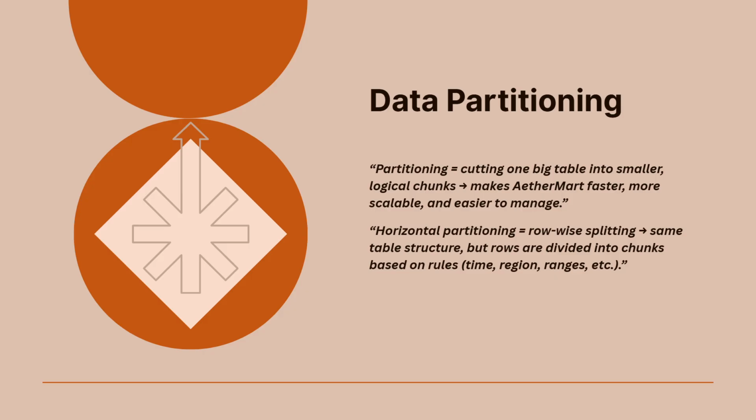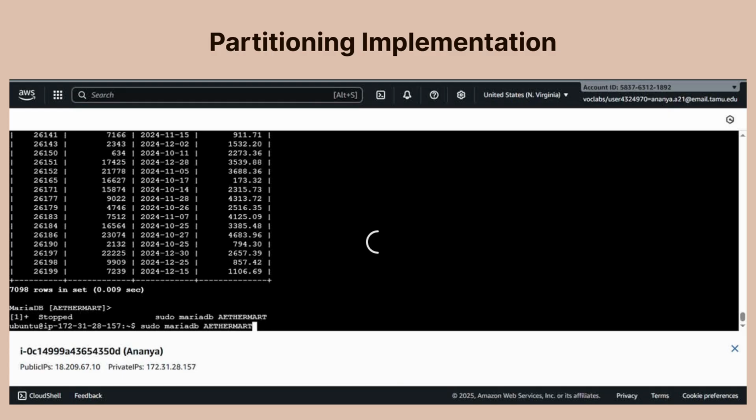Now we'll talk about partitioning. Partitioning is basically splitting a large table into smaller logical parts, but still treating it as one table. There are two types of partitioning, horizontal and vertical. Horizontal means we split row-wise. The structure will be the same, but rows are divided into chunks based on some rules. And in vertical partitioning, we split data by columns.